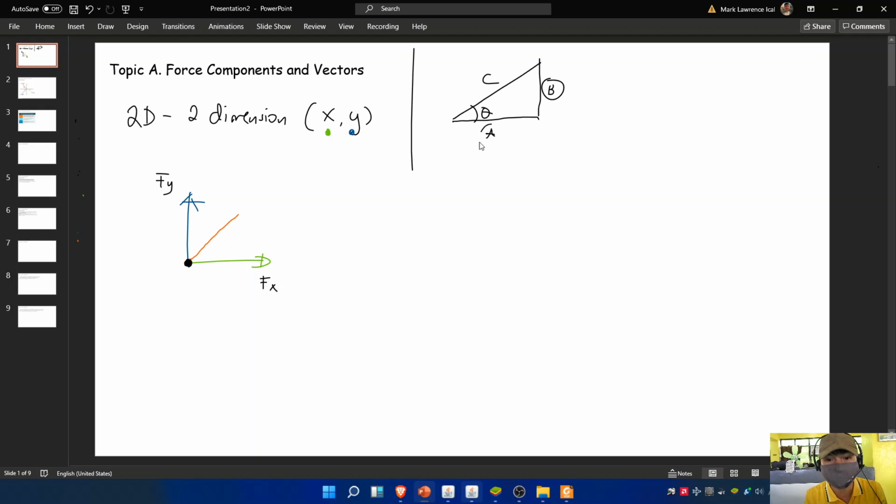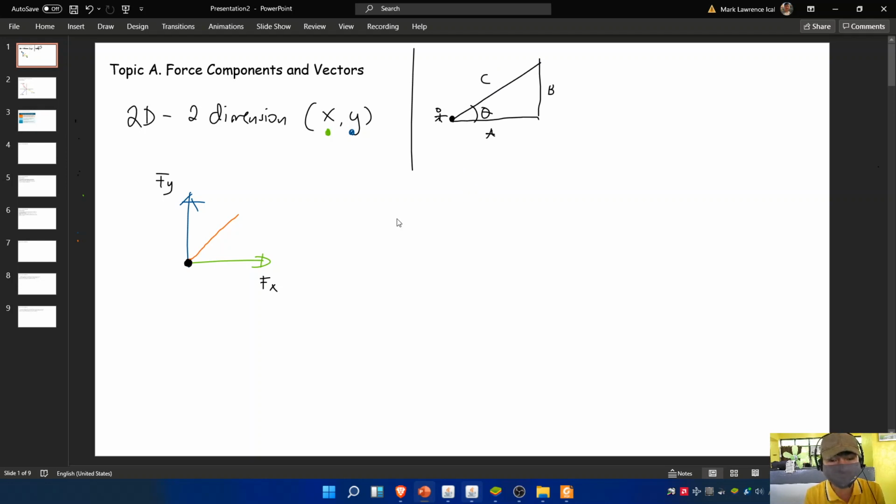B is the opposite, and D is the A. If we're going to talk about the reference point, which is at this point, okay? If we are standing at this point, the opposite is B, the adjacent is A, and the hypotenuse is always C, which is always the longest side, right?